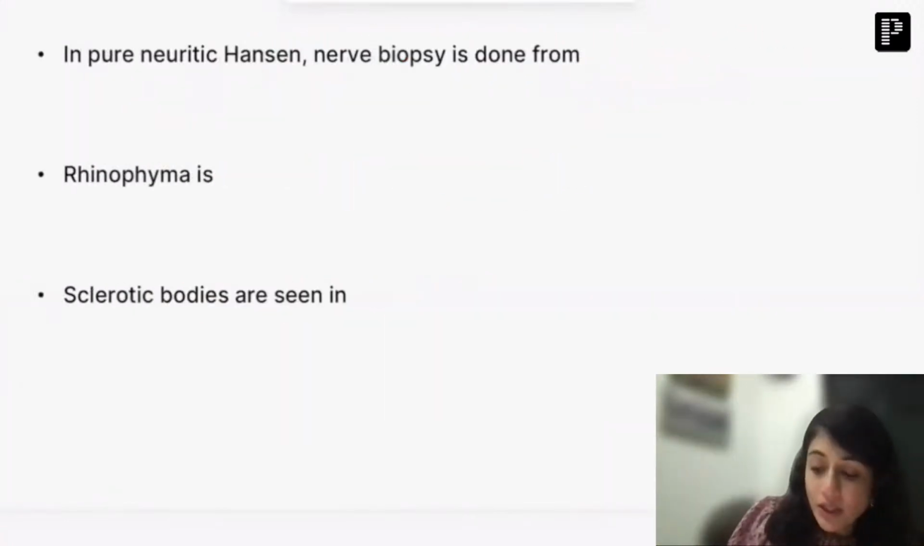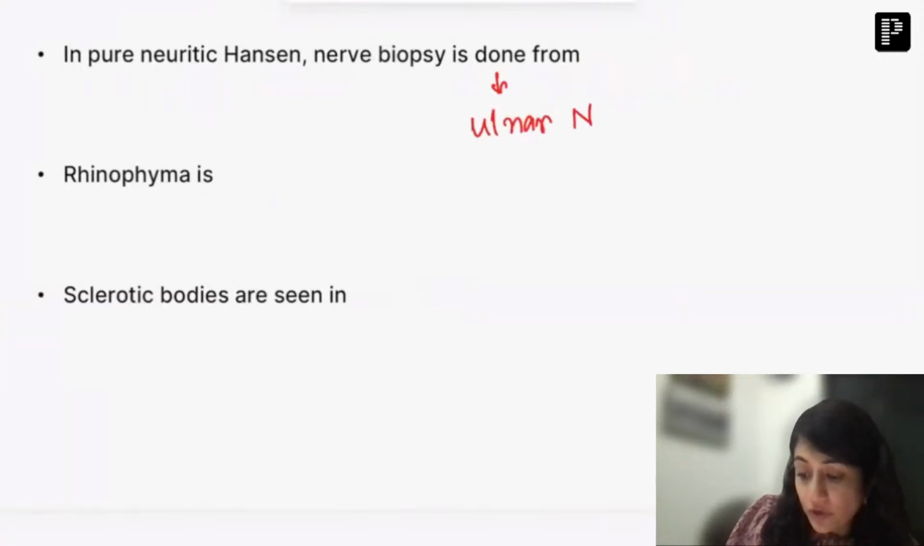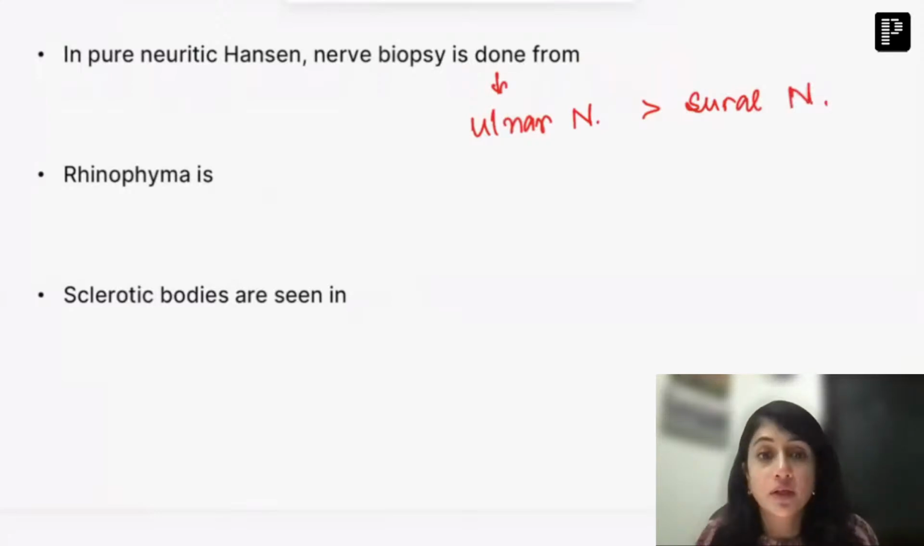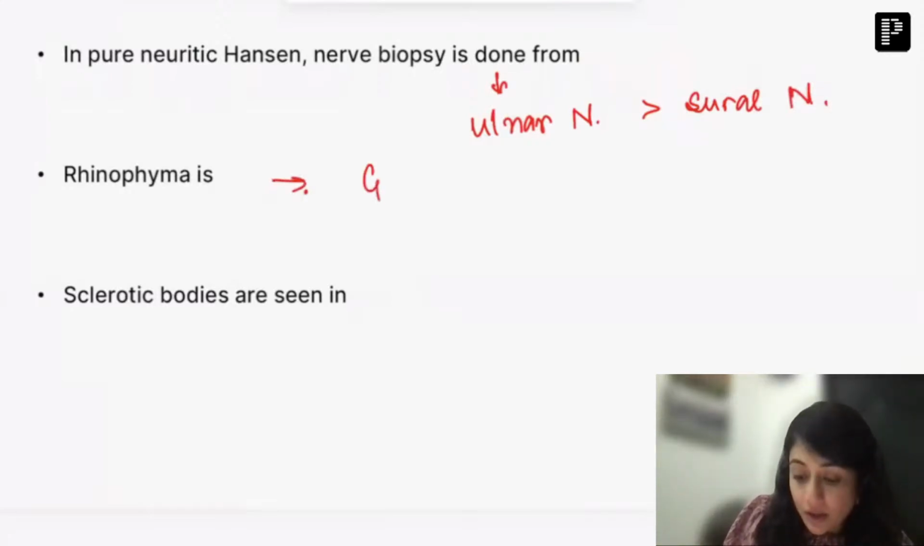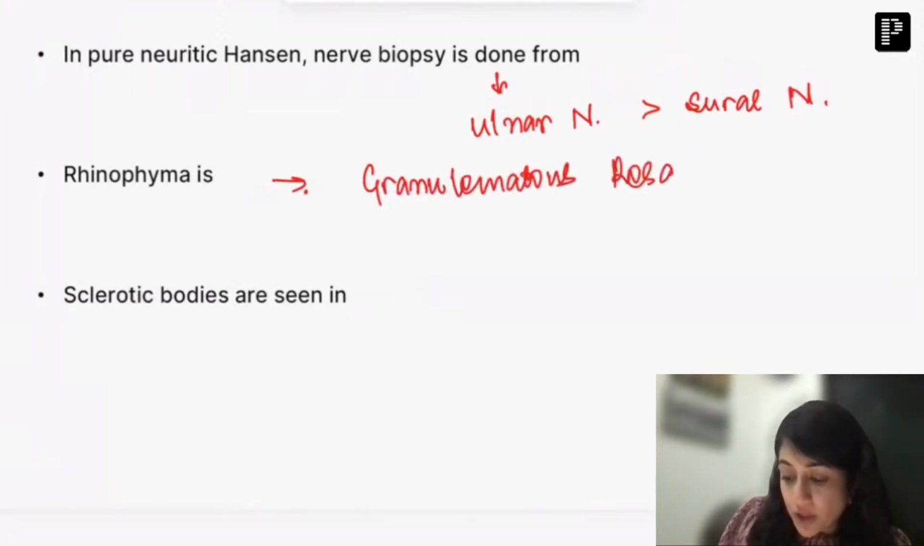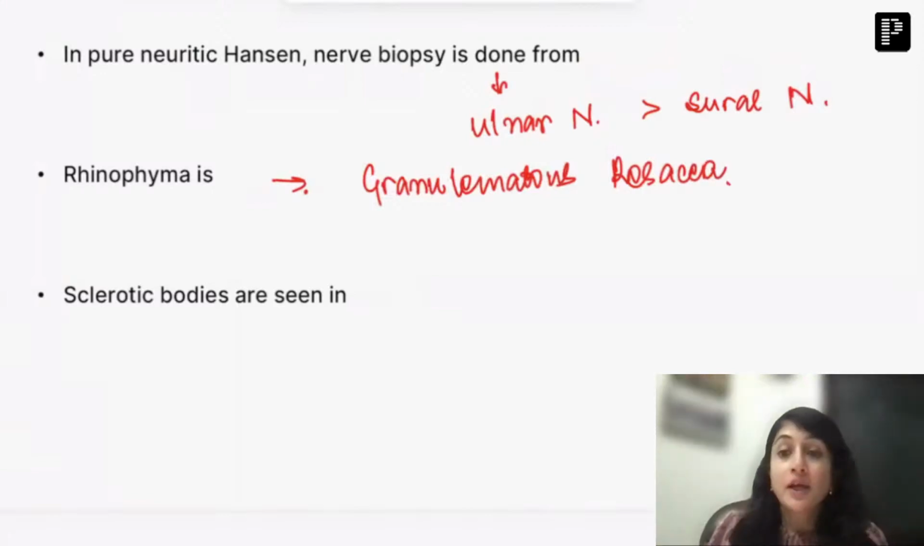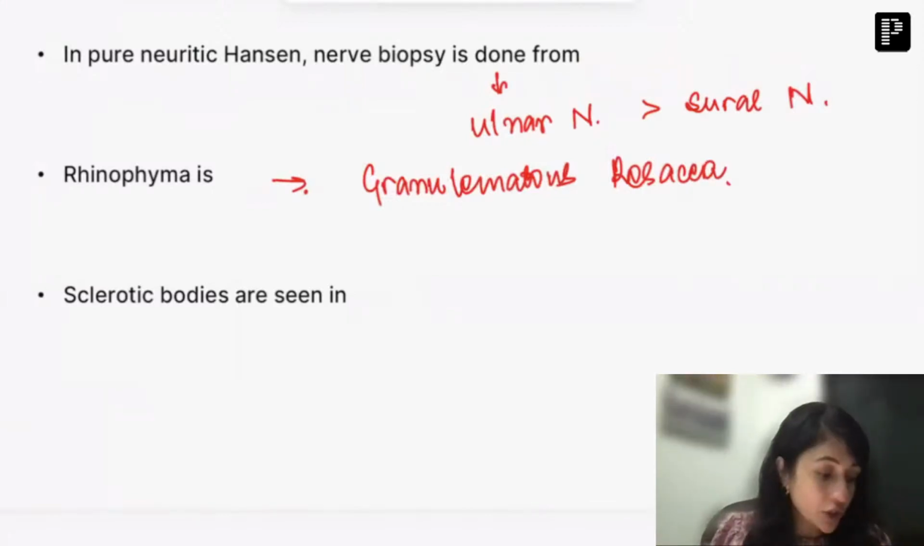In pure neuritic Hansen, you do nerve biopsy from ulnar nerve. Or you can also say sural nerve if ulnar nerve is not there in the option. Rhinophyma is granulomatous rosacea. So a form of rosacea where you see potato nose is rhinophyma or granulomatous rosacea.